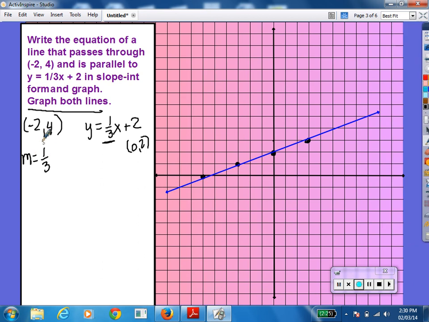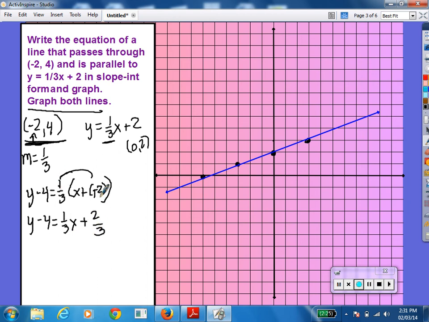Now let's write our equation for this one. So let's plug it into point slope, because again, we don't have the y-intercept since this point is not a 0. So we've got to plug it in point slope. y minus 4 is 1/3 of x minus -2. Double negative change. So we'll distribute: y minus 4 equals 1/3 x plus 2/3, because 1 times 2 is 2 over 3. There we go.